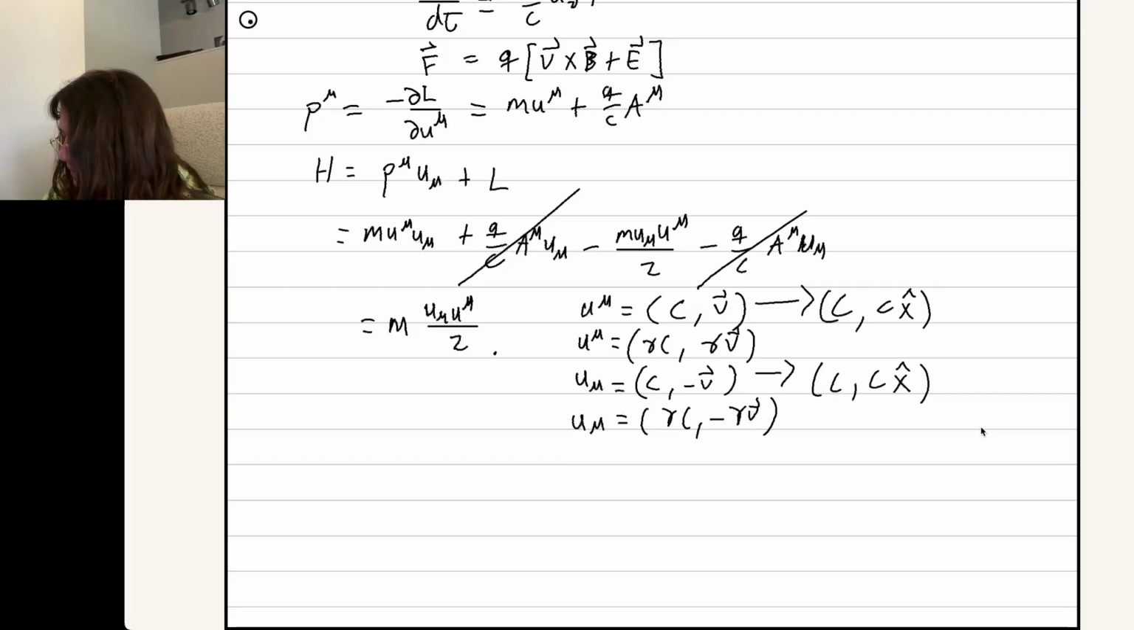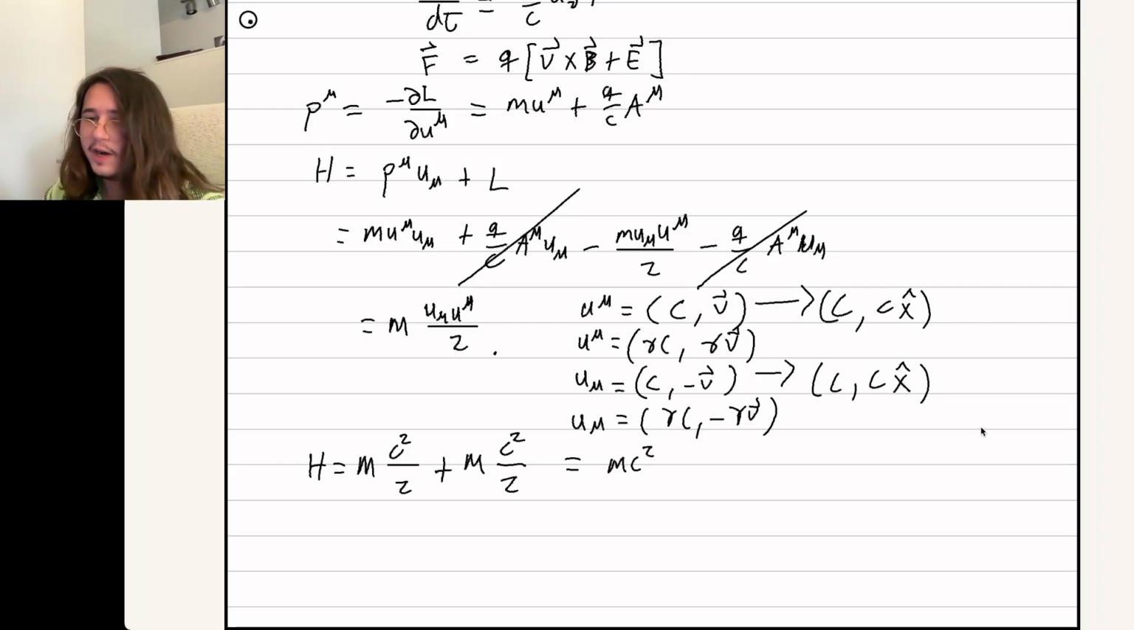Then we get that the value of H is m times, if we just do the time components, c squared over 2, and if you do the space components, you also get c squared over 2. So we get a total of mc squared. So Einstein was right!